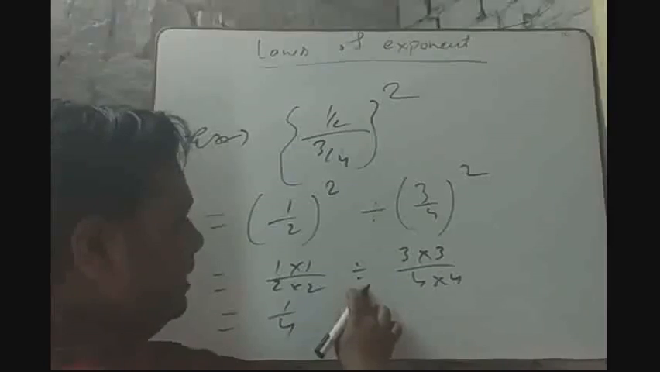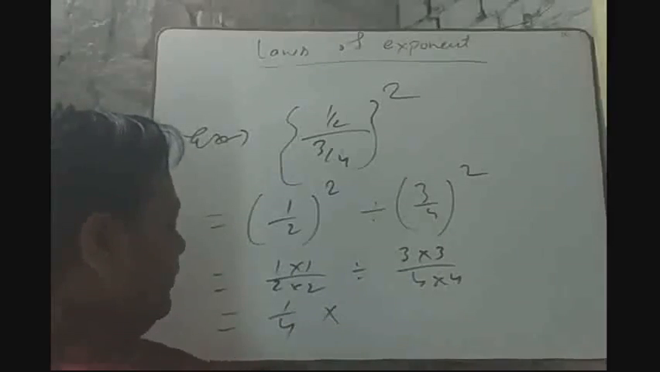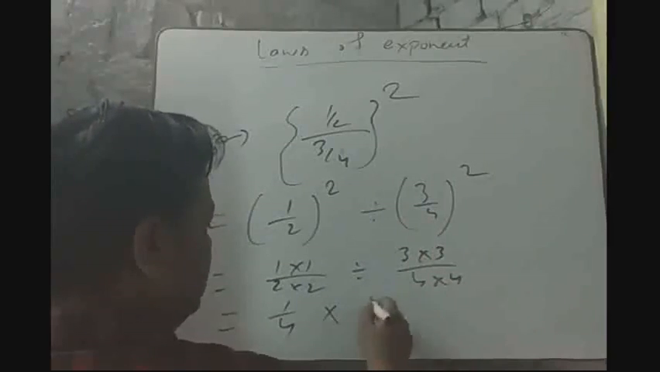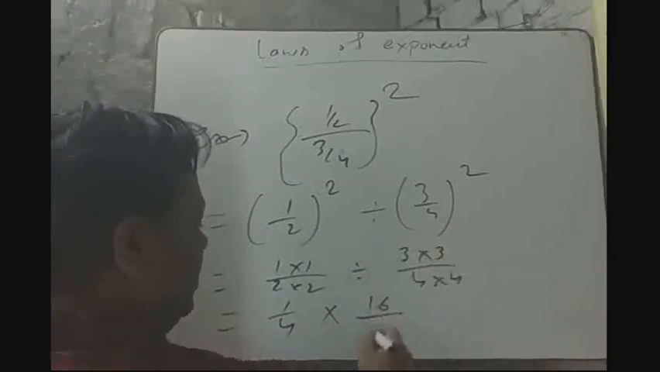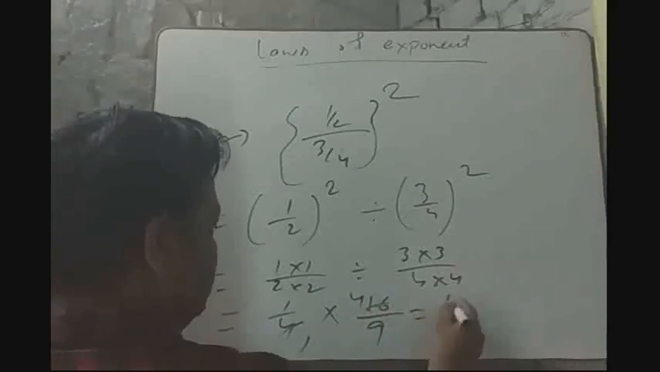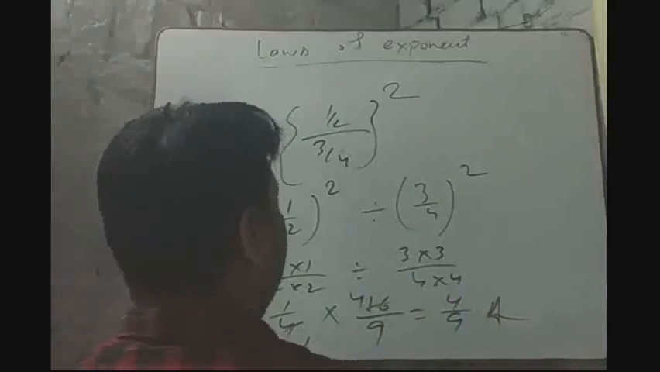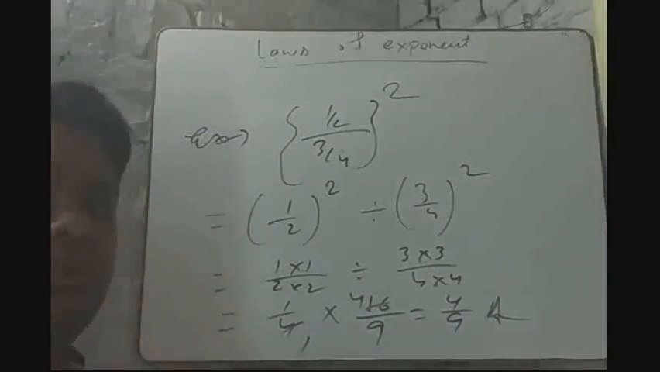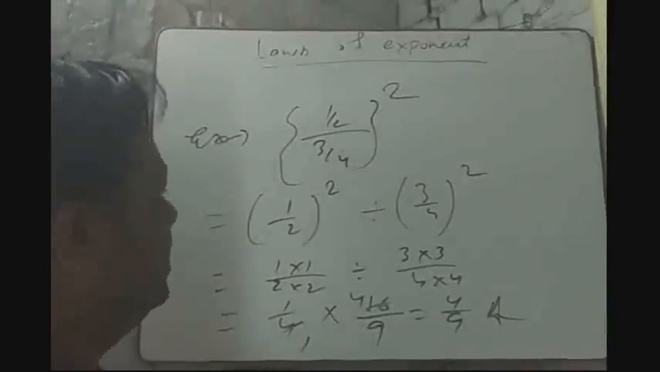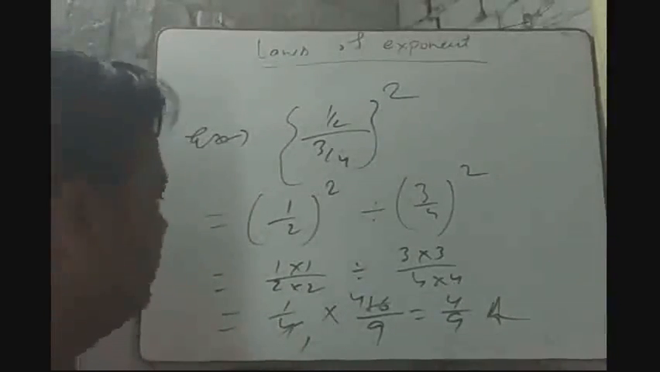We will change the division sign. If it is in multiplication sign, then this number will reverse. That is, 4 into 4, 16 will go upside, and 3 into 3, 9 will go downside. Now 4 times 1 is 4, 4 times 4 is 16. That is, 4 by 9 will be its answer. So this is the fifth law of exponent. Okay. Maybe you all have understood. Okay. So let's see one more example.